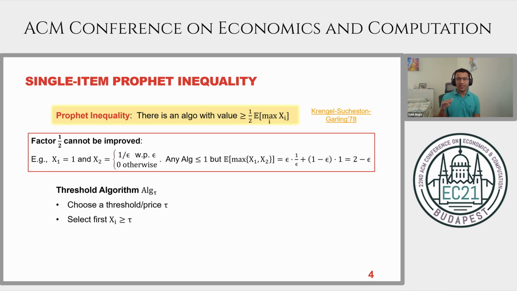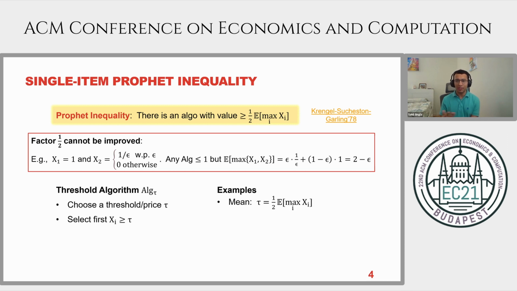It basically just sets a threshold or a price of tau. So tau is some number which I'll tell you how to compute. But once you have chosen this threshold, your algorithm is very simple. Just select the first box which takes a value more than tau. So select the first xi which is at least tau. And that's the algorithm. And I'm going to soon tell you that there are some thresholds that you can choose which already guarantee you half of the expected max.